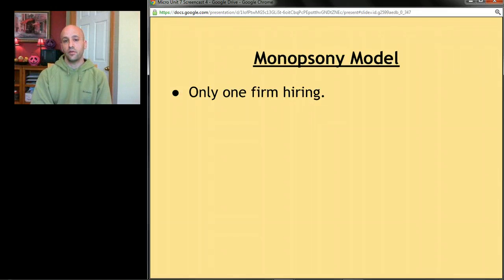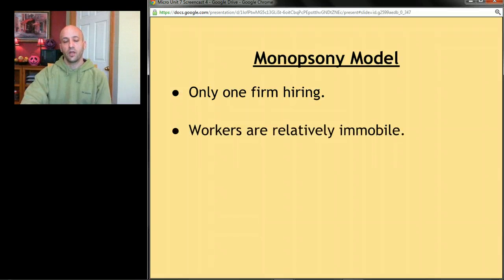Those are monopsonies. If you're a coal miner, you are working at that coal mine, or you're pretty much not working in that town. So a monopsony is when there's only one firm hiring, where workers are relatively immobile. They don't tend to move around, which makes it more of a monopsony. And I've noticed this, especially in Minnesota.